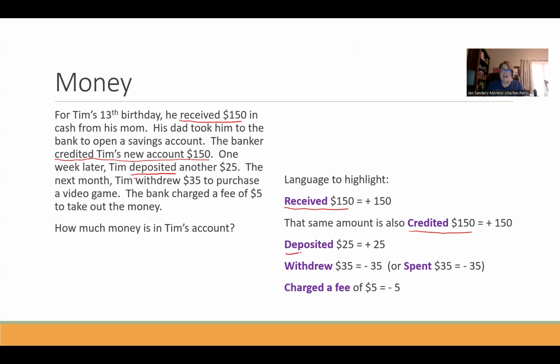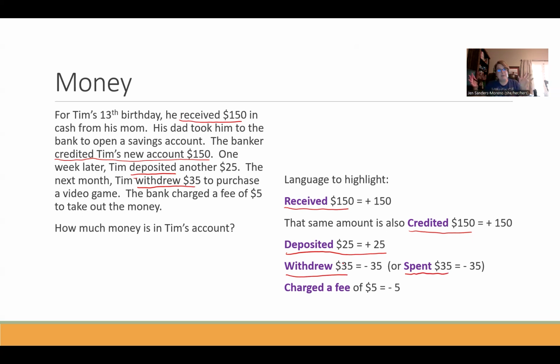Okay, keep going. It talks about how Tim deposited. So deposited again would be you have $25 that is going into that account. So you have 25 more dollars in that account. Withdrew means that the $35 is leaving your account. And to be technical, he's spending it. So you could also talk about withdrawing or withdrew, and spending or spent. That money's going away.